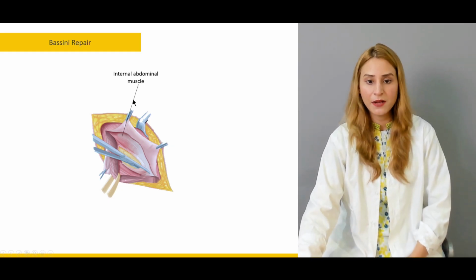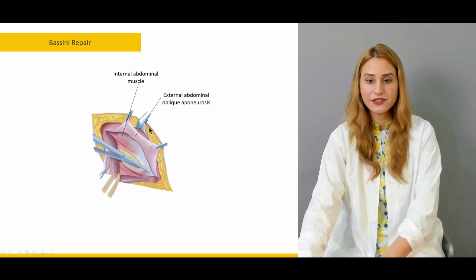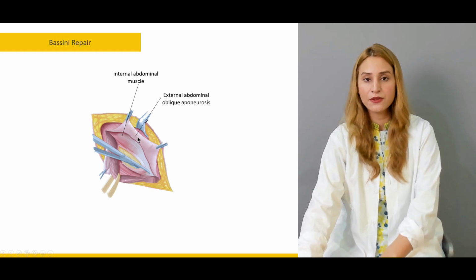This is the intra-abdominal muscle. You can see here the external oblique. This is the external oblique aponeurosis. You give a nick in the external oblique aponeurosis, and then you go down. The internal abdominal muscle, which is the internal oblique muscle, is split off.